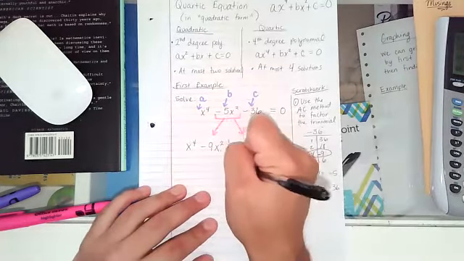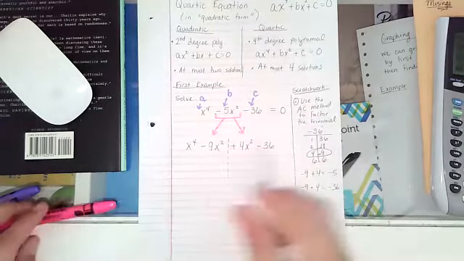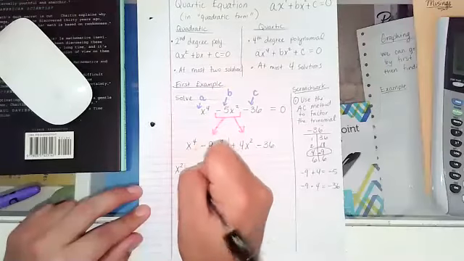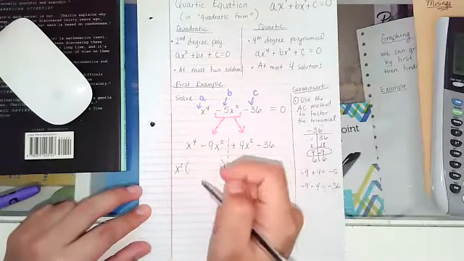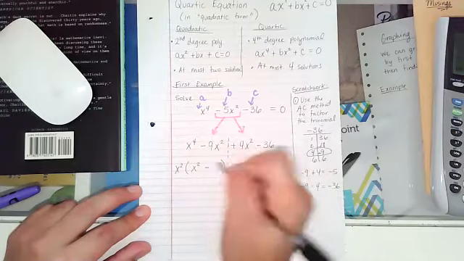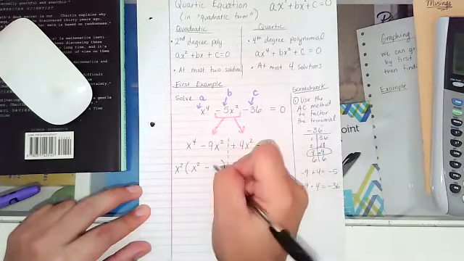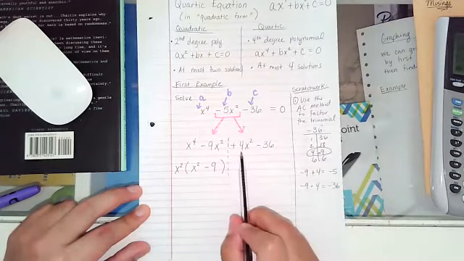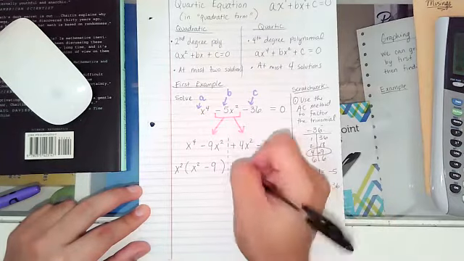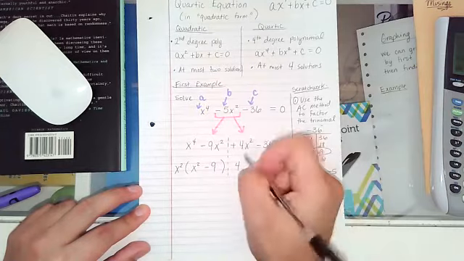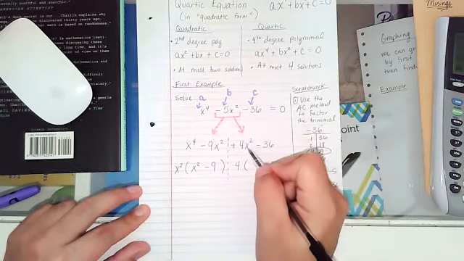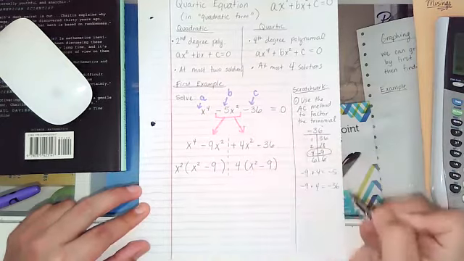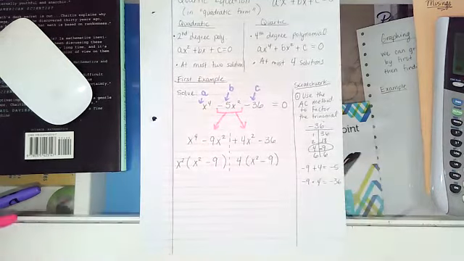So the first two terms have an x squared in common. So I'll factor out x squared, which leaves me with x squared minus 9. The next two terms have a 4 in common. So now we should have x squared minus 9 here as well. Is everybody okay with that, or are there any questions?